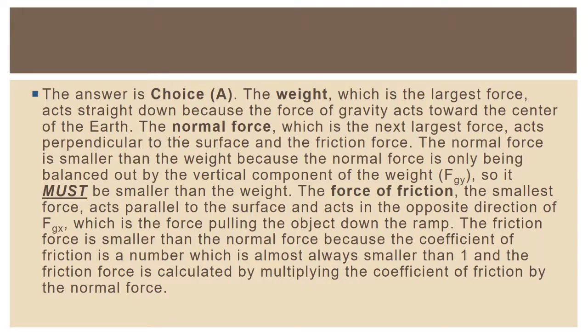The force of friction, the smallest force, acts parallel to the surface and acts in the opposite direction of FGX, which is the force pulling the object down the ramp. Right? So the kinetic friction force is always going to act in the opposite direction of motion. In this case, it's opposite of FGX because FGX is what's pulling the object down the ramp. The friction force is smaller than the normal force because the coefficient of friction is a number which is almost always smaller than 1, and the friction force is calculated by multiplying the coefficient of friction by the normal force.